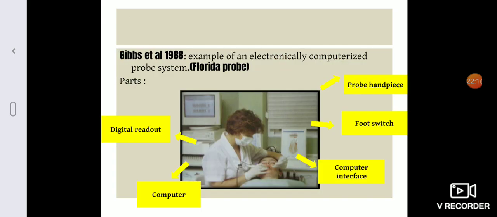Now, an example of these probes is the Florida probe, which was devised by Gibbs et al. in 1988. Now, this consists of a probe handpiece, a foot switch, a computer interface, and a digital readout is provided.